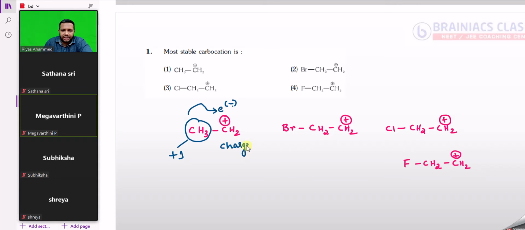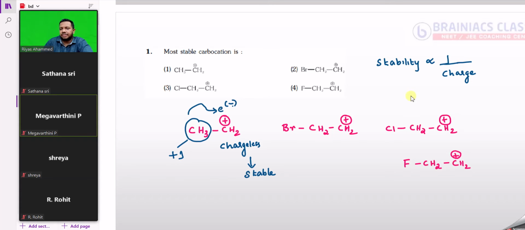Charge is not there means it is becoming what? Stable. Please remember that. Stability is inversely proportional to charge. If charge is high, the stability is less. If the charge is low, the stability is high. This is the thumb rule you should remember. Very important thumb rule.